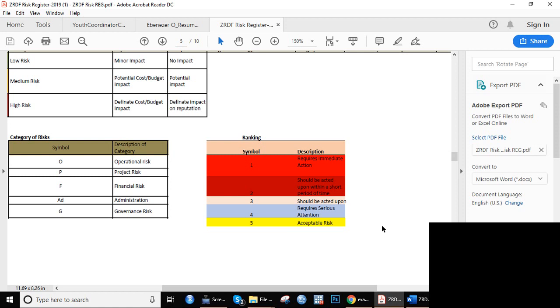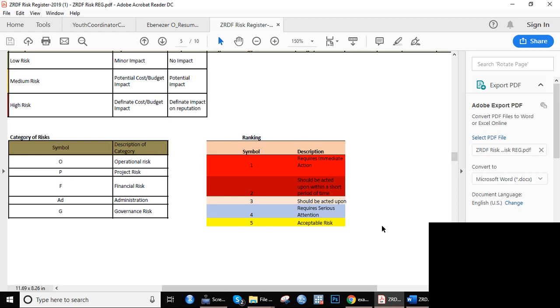So another ranking that we have on this risk register, number 3, is if a risk were to happen and the impact, and it's described, is number 3, it should be acted upon. So again, it has a significant enough impact that you need to act upon it, but it's not as severe as 1 and 2.